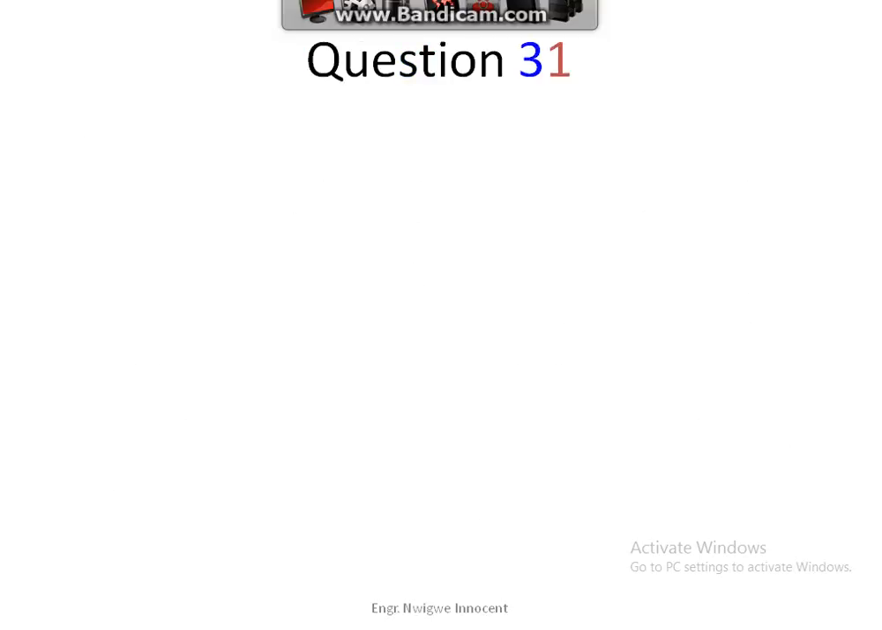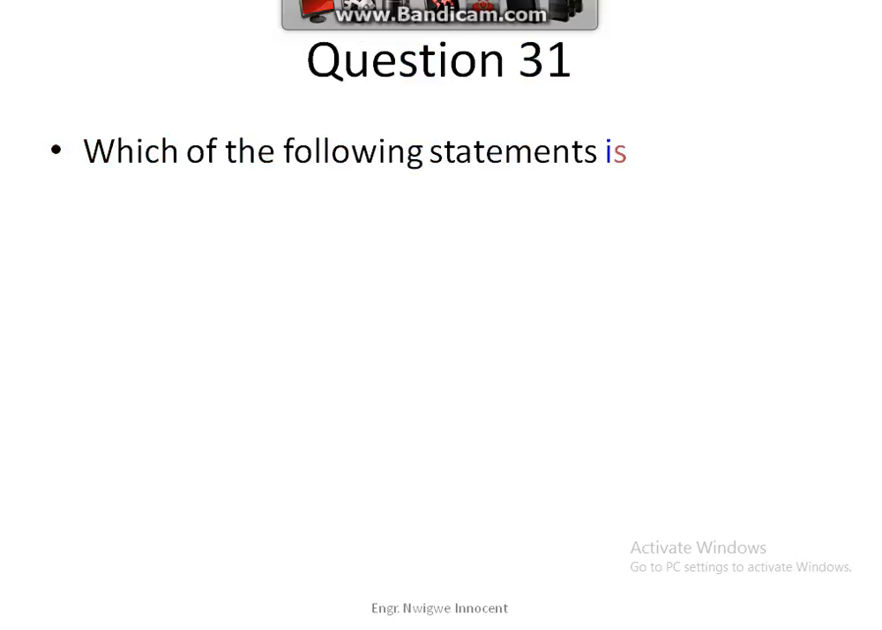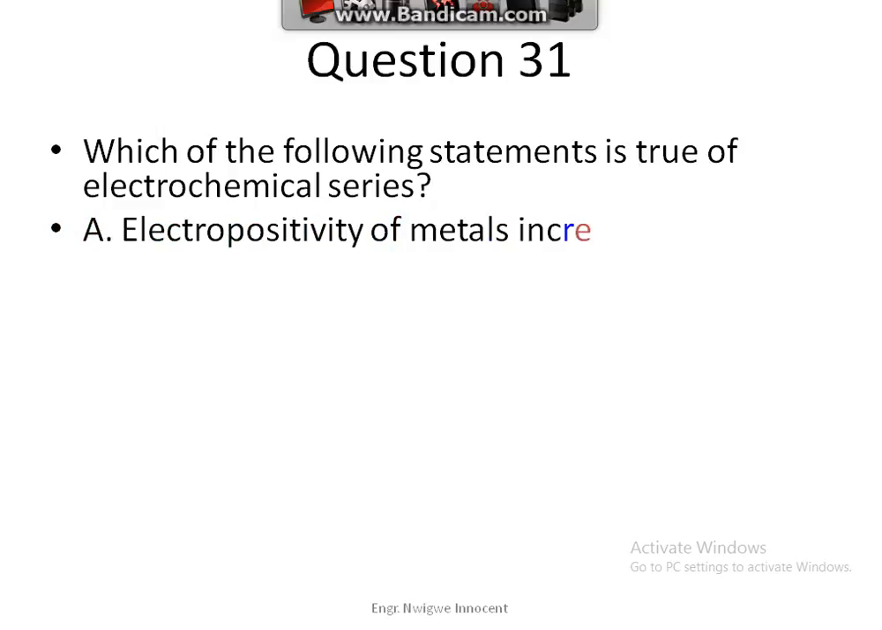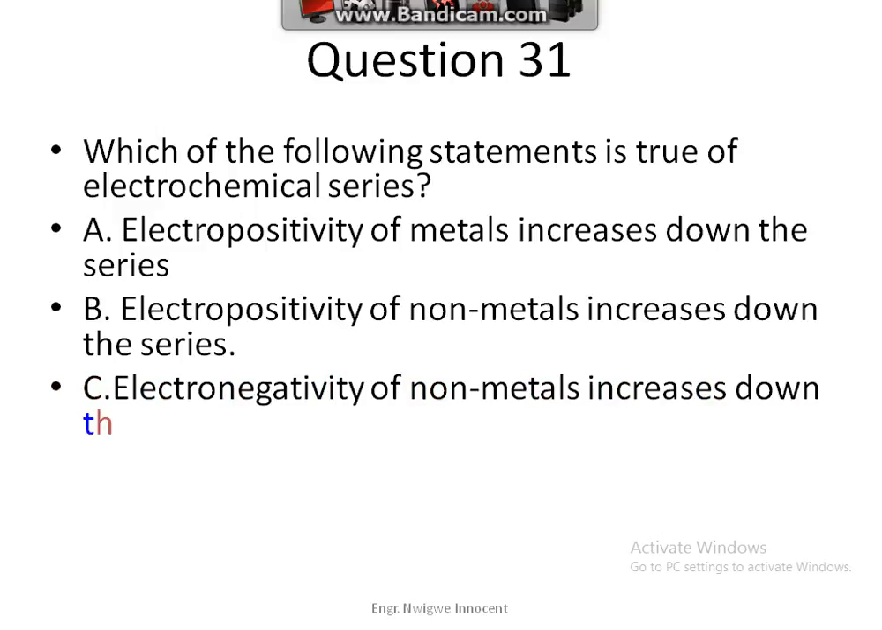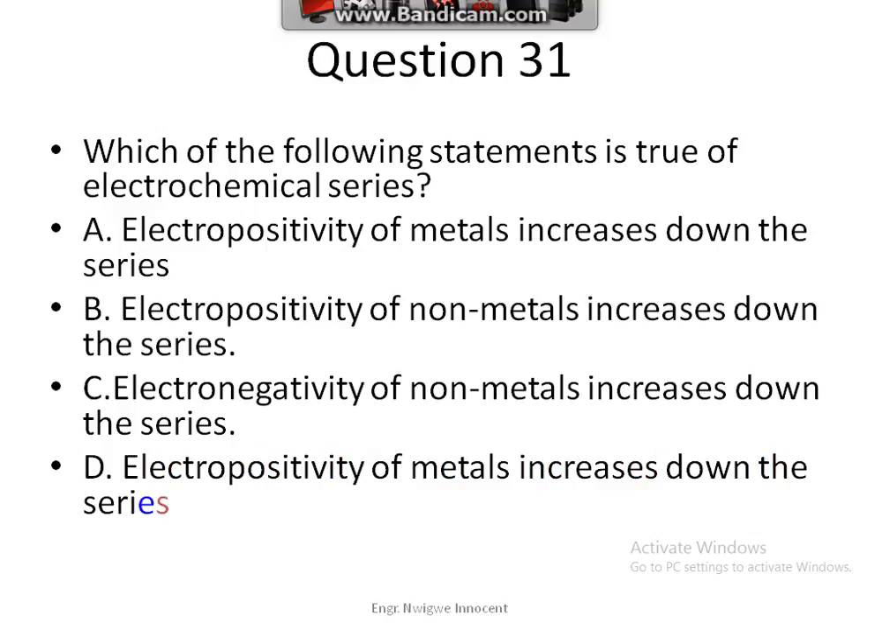Question 31. Which of the following statements is true of the electrochemical series? A. Electropositivity of metals increases down the series. B. Electropositivity of the non-metal increases down the series. C. Electronegativity of the non-metal increases down the series. D. Electropositivity of metals increases down the series.